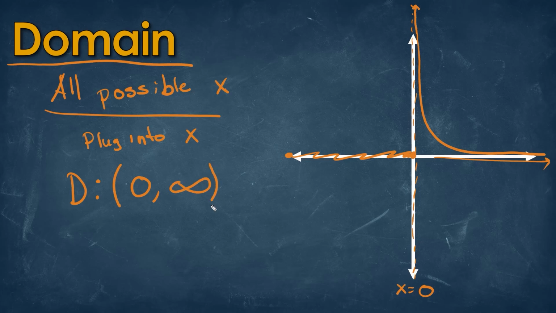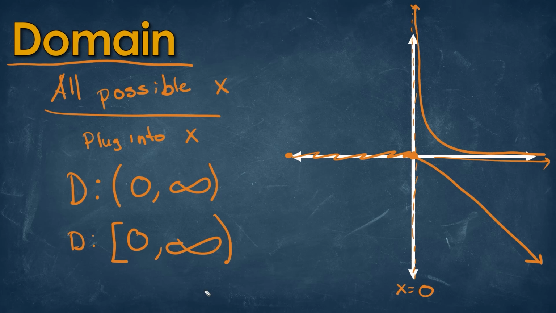If by chance we have a function that starts right here at 0 and continues on into infinity in terms of the x-axis, we could actually write that domain with a closed bracket, which looks like this, meaning that it does include 0 and it goes to infinity. Now infinity is not a defined number, and that's why we keep it as an open bracket.